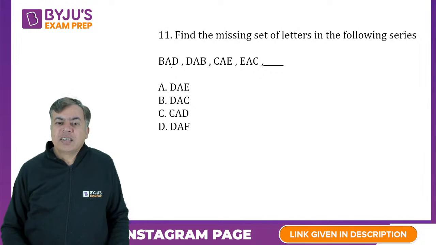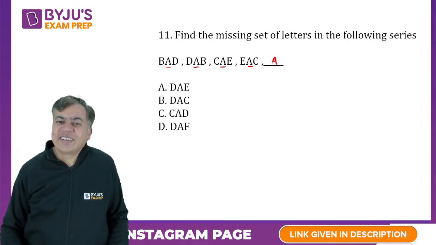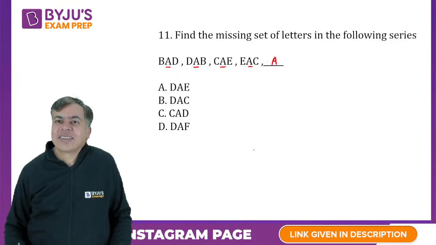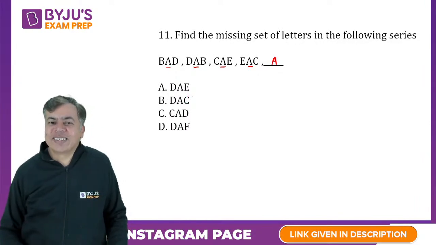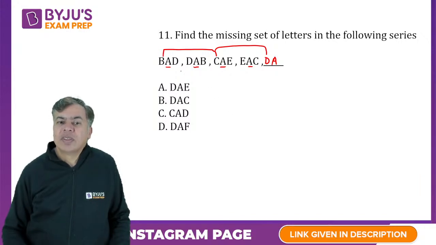Okay, just see. The central letter is A, so don't worry about that. Central letter is A. Okay? The other two letters, the central letter is A in all the choices. Now B, C, right? B, C, now it should be D. D, E, now it should be F.